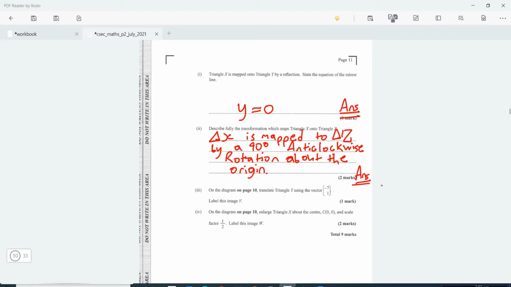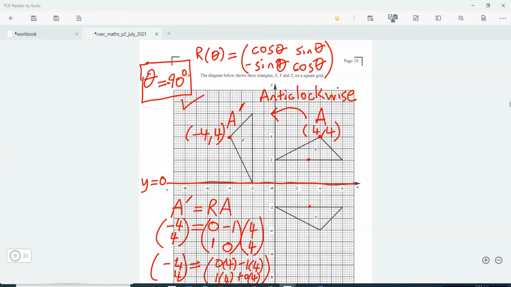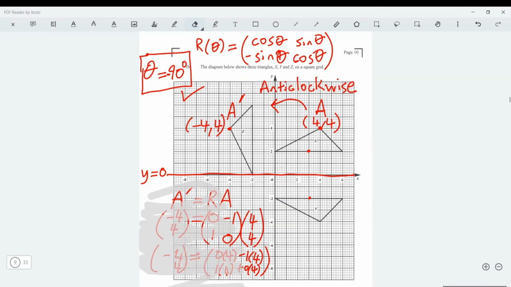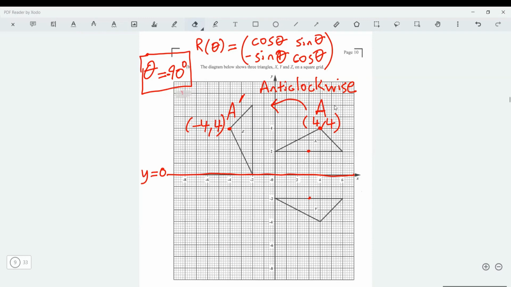Nice. The next part says on the diagram, translate triangle Y using the vector -7, 1, and then label it as V. So we need to translate Y by -7, 1. So let's go around here. This is Y. So we need to first, let's clear up this screen right here. Let's clear off this page. We're just going to erase a little bit. All right, now that we've erased, let's continue.